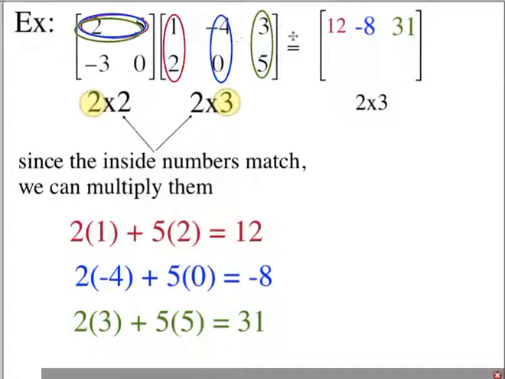Now, since I don't have any more columns, what do you think I'm going to do to get the bottom row of my product? That's right, I'm going to move down a row and perform the same operation. I multiply the first entry of the bottom row with the first entry of the first column, and then add it to the product of the second entries. Go ahead and pause the video and try to find the bottom row of this matrix on your own using the same pattern that I used. When you are all done, come back to the video and I will show you what the answers are.